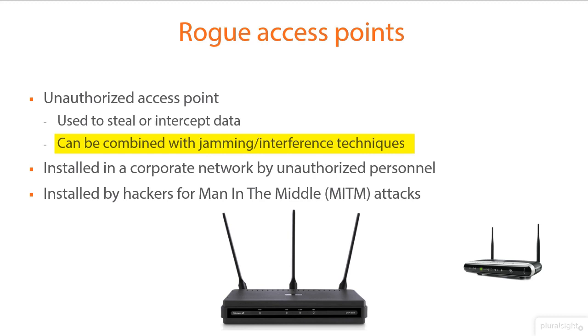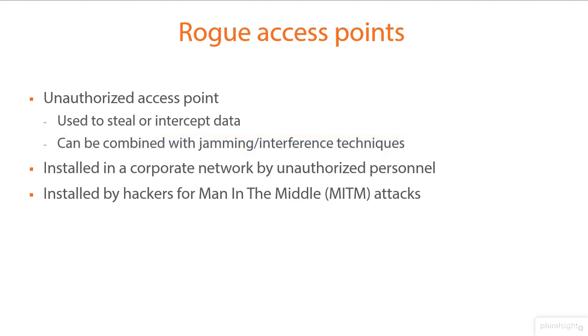So in other words, if someone were to put a rogue access point on a network and they want to make sure that you use that access point instead of the legitimate access point, they can do so by jamming or interfering with the legitimate access point. All right, so it's installed in a corporate network by unauthorized personnel, as you might imagine. And it can be installed by hackers in public areas as well for something referred to as a man-in-the-middle attack.